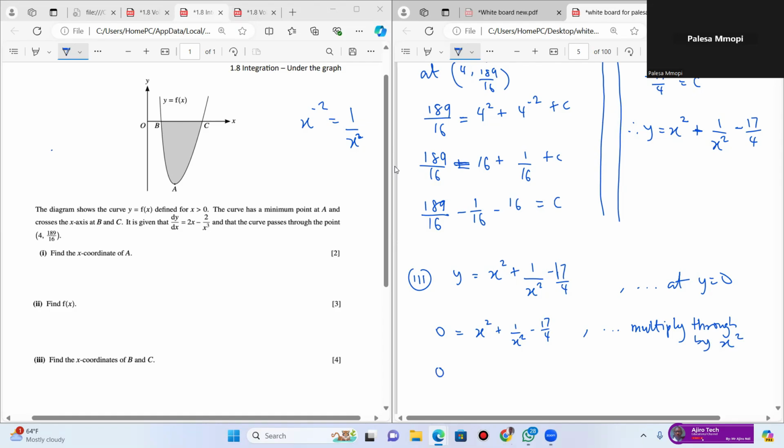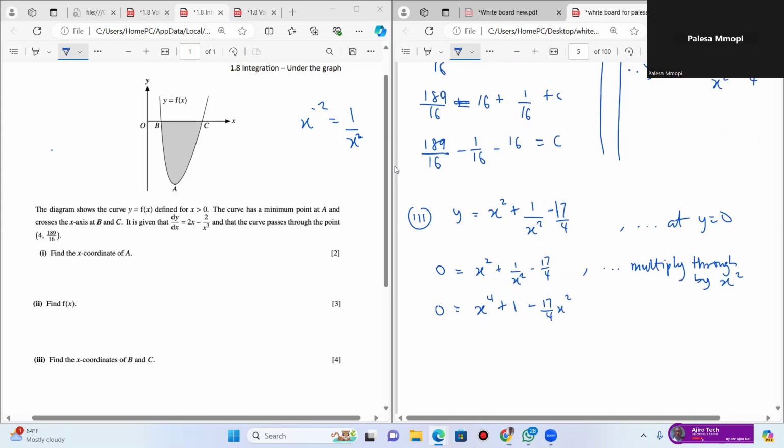This becomes x to the power 4, plus 1, minus 17 over 4 x squared. Then you multiply by 4 again, so that this becomes 4x to the power 4 plus 4 minus 17x squared.